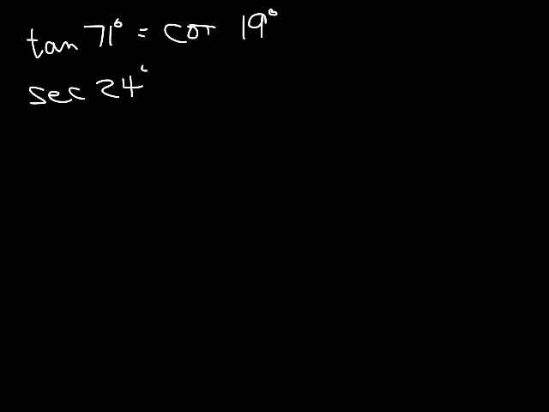So let's look at B, tangent of 71 degrees. The cofunction of that would be cotangent, and then whatever it takes to get up to 90 degrees. So we add 19 to it. If I have the secant of 24 degrees, the cofunction is going to be cosecant of the difference between 90 and 24, and in this case it's 66 degrees.